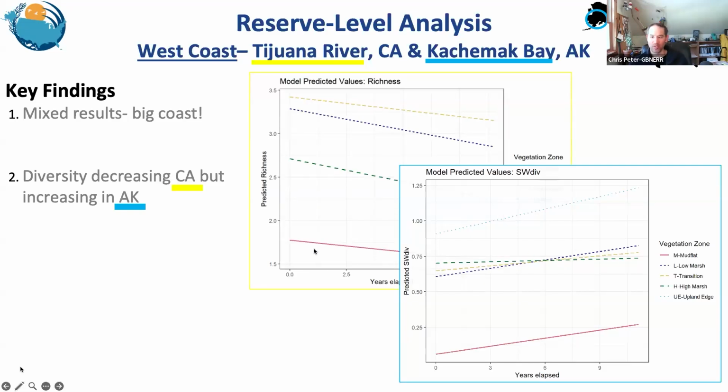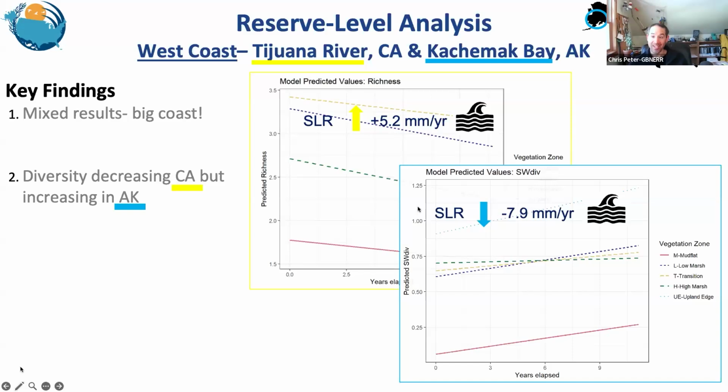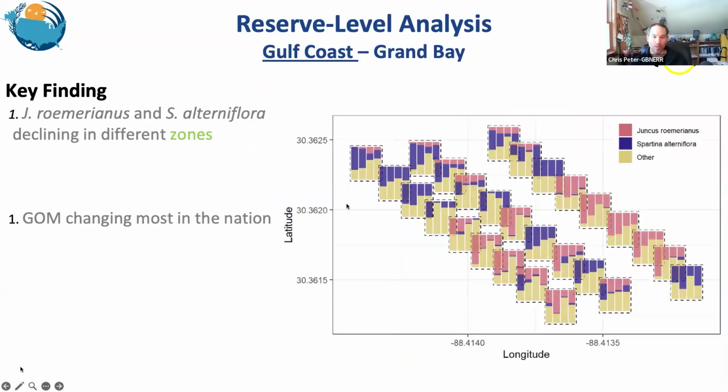So why? Well, first of all, it's hugely different geography. The second, we have sea level rise of about 5 millimeters a year in Southern California, and then we have around -8 in Alaska. And the ocean is rising in Alaska, but the continental rebound is rising faster. So that could be part of these different responses. But we also see some mixed responses in Oregon and mid-coast California too, on the West Coast.